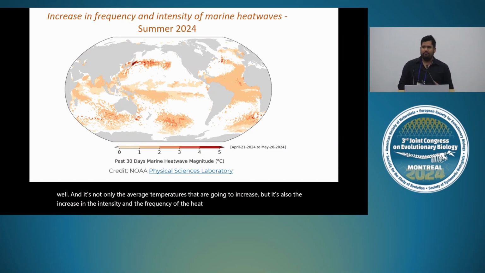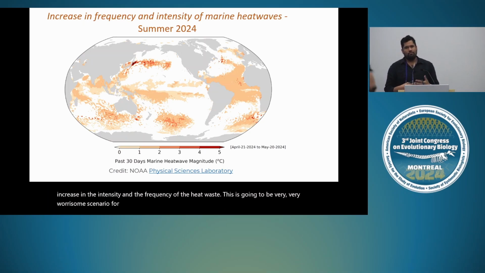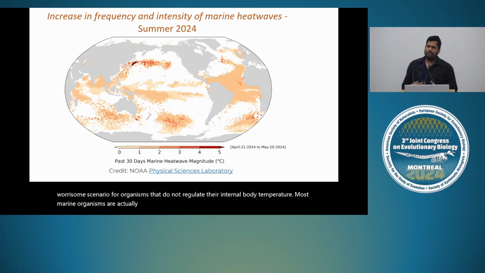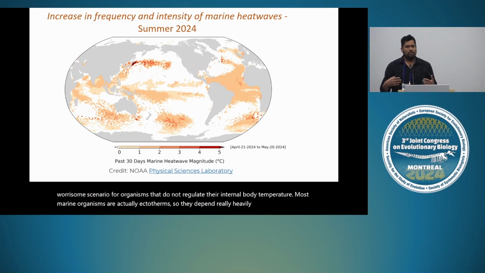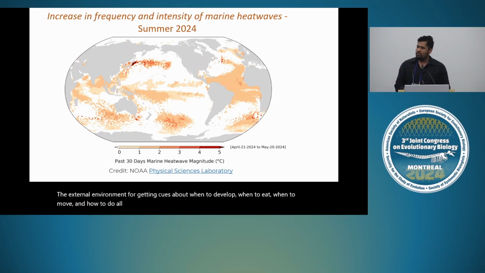And this is going to be a very, very worrisome scenario for organisms that do not regulate their internal body temperature. Most marine organisms are actually ectotherms, so they depend really heavily on the external environment for getting cues about when to develop, when to eat, when to move, and how to do all these processes. So temperature is a very big determinant for them in what they're doing in their everyday lives.